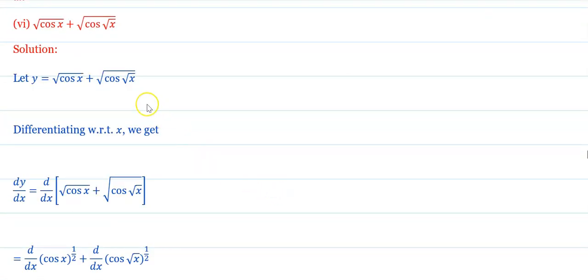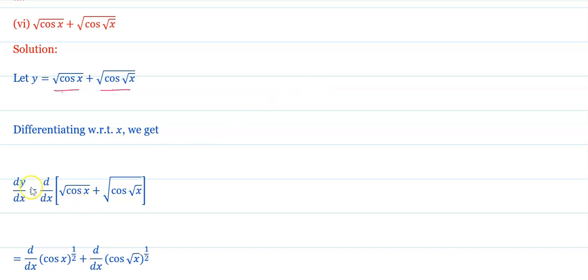Okay, now the next problem, y is equals to root of cos x plus root of cos of root x. Okay, there is a sum of the two functions. Then the independent derivative of this and also the independent derivative of this. Okay, only what type of function is it? The derivative of root x. What is the derivative of root x? 1 upon 2 times root x.